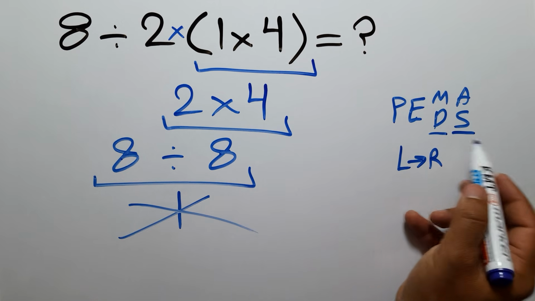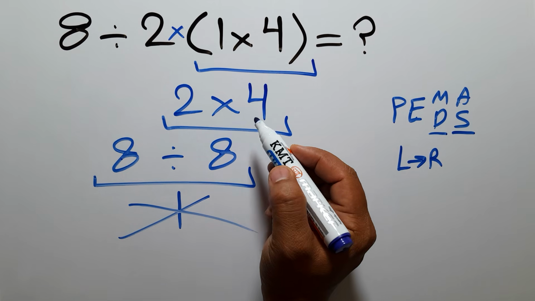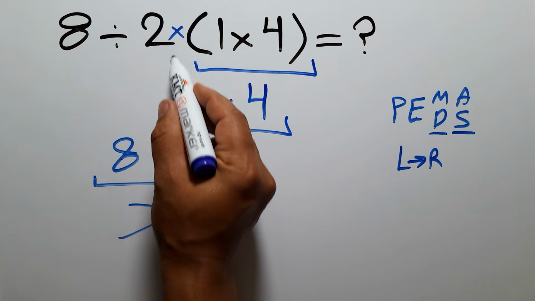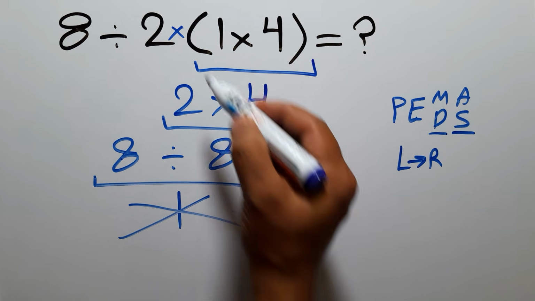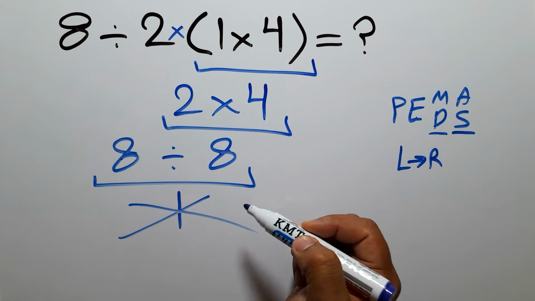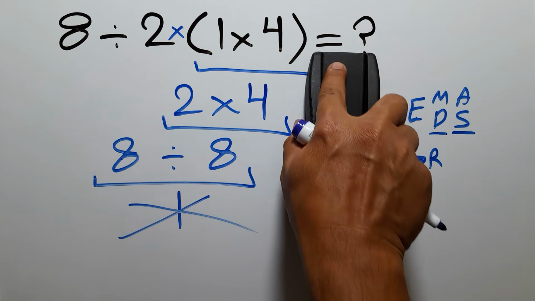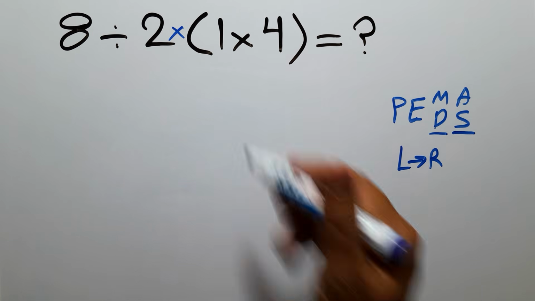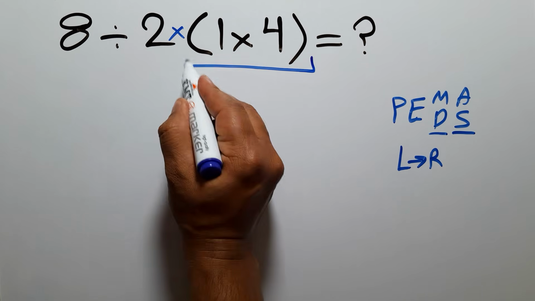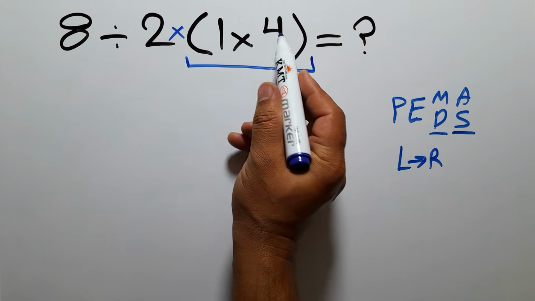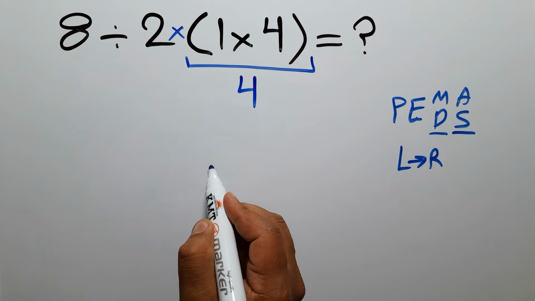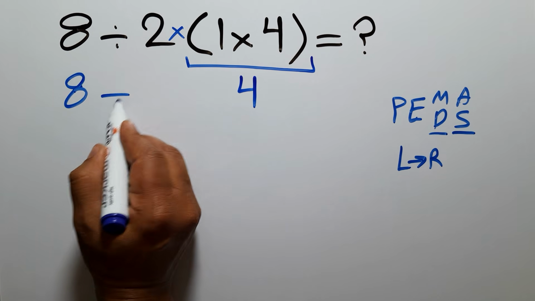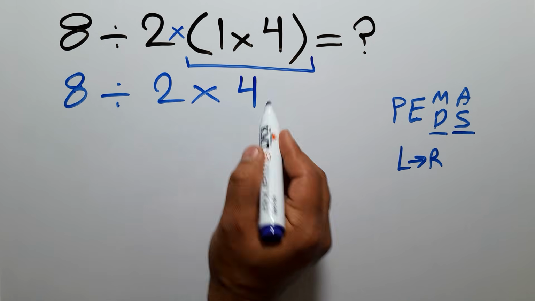Okay, so according to PEMDAS, first we have to do this parenthesis. Then this division and finally this multiplication. If we do this multiplication before this division, it is wrong. So first we have to do this parentheses. Inside this parentheses we have 1 times 4, which equals 4. So we have 8 divided by 2, then times 4.